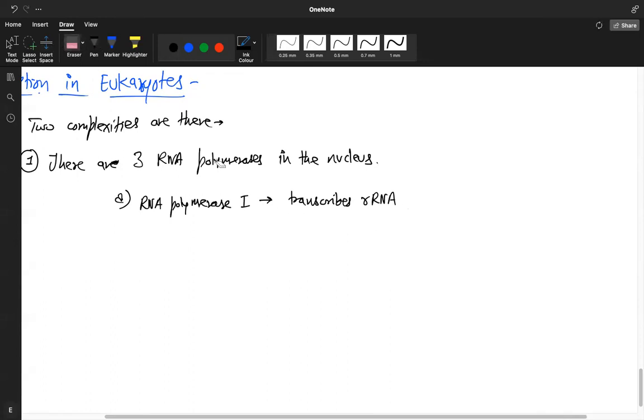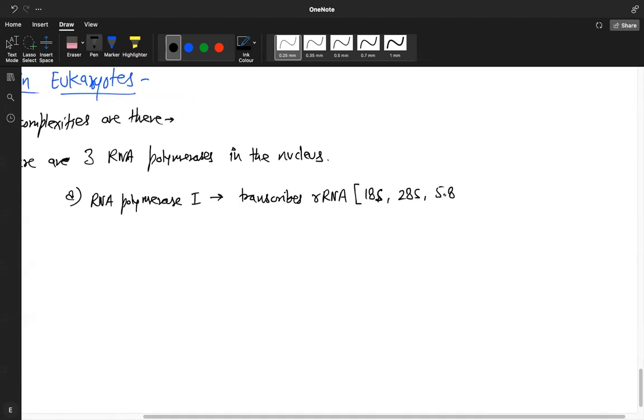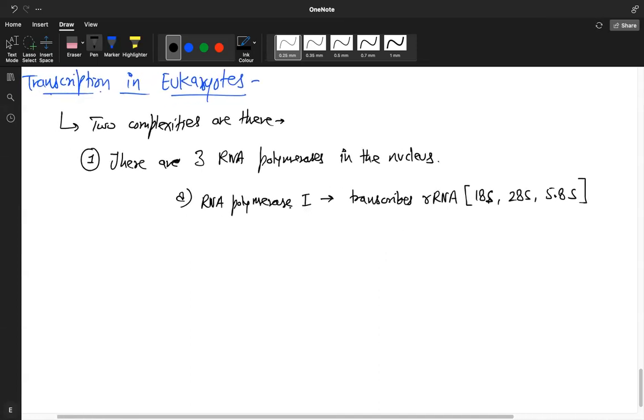Yes. So just to go into some details, which is not very crucial for you to remember, the rRNA that it transcribes is 18S, 28S, and 5.8S, also known as 6S. Sometimes they write it as 6S, but it is 5.8S. These three rRNAs are transcribed by RNA polymerase 1.